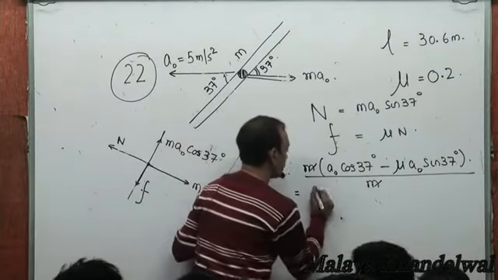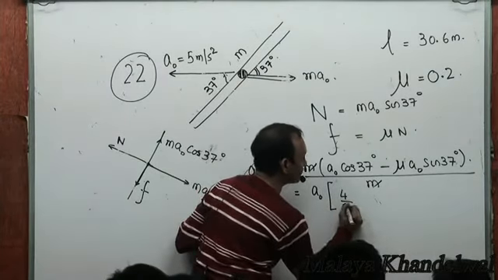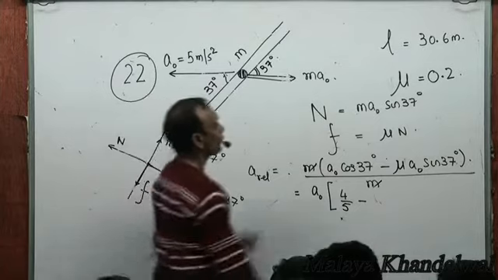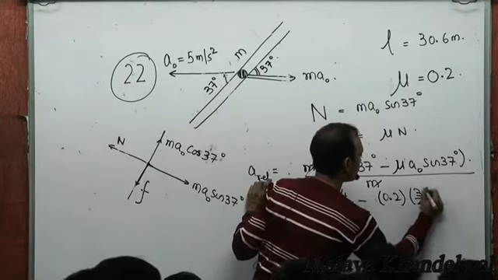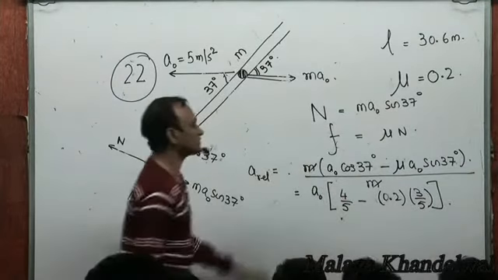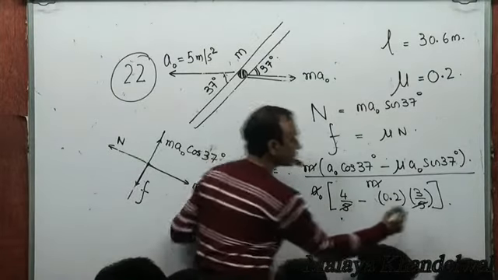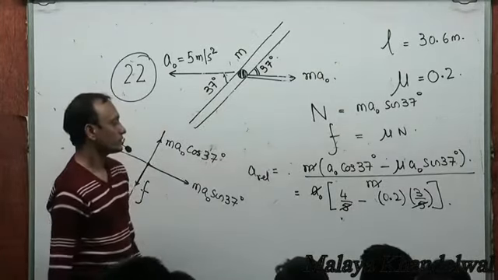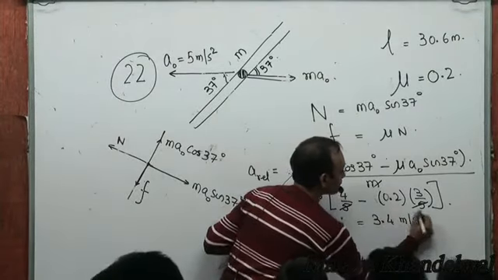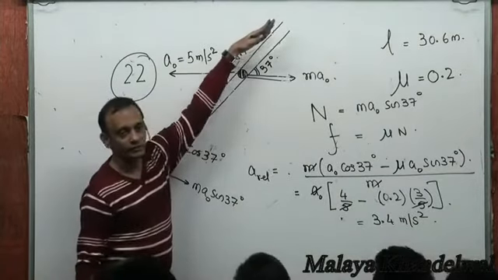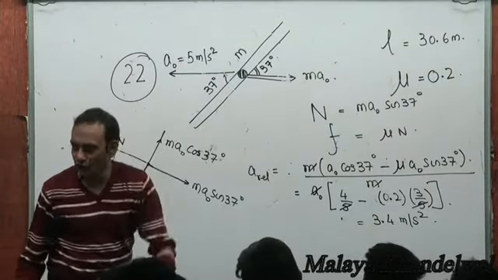This is a naught cos 37 degrees, which is 4 by 5, minus mu, how much is mu? 0.2, into 3 by 5. A naught is 5, so this a naught will cancel with this 5. That gives 4 minus 0.6, which is 3.4. 3.4 meters per second squared is the relative acceleration along the rod, right? Constant acceleration with respect to the rod along the rod.